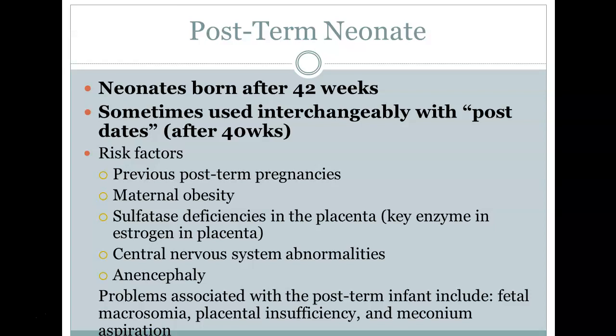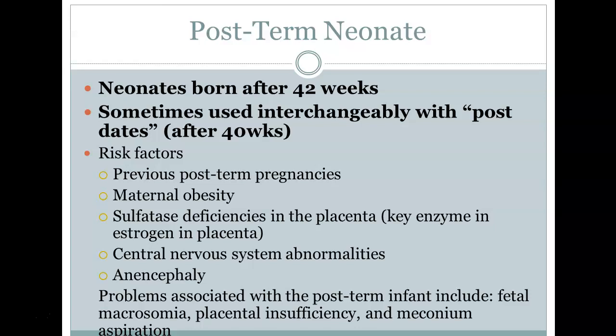In the post-term neonate, those are born after 42 weeks. And remember, sometimes people use this interchangeably with post-dates, but technically they are not the same thing. Post-dates is after 40 weeks, but still term, and post-term is after 42 weeks. So a risk factor for this is a previous post-term pregnancy.